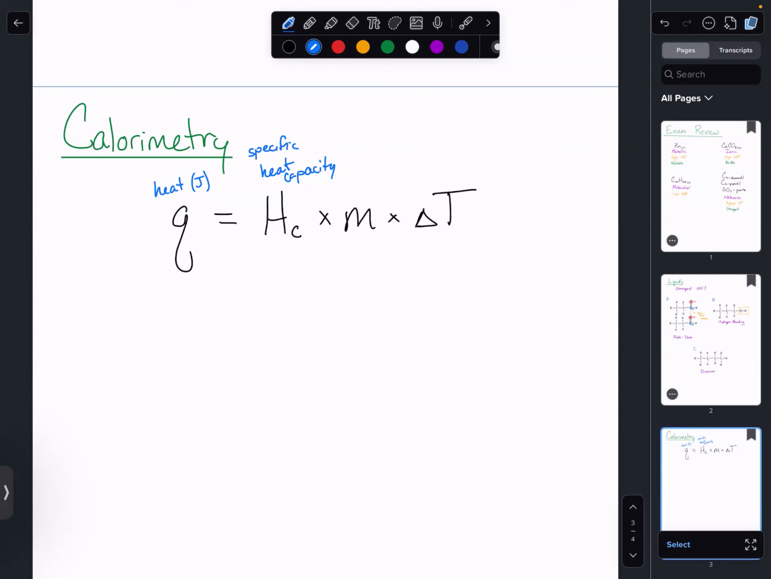What is the M in this equation? Mass. And the delta T? Change in temp. All right, and what are we going to remember for our delta T? What minus what? Final minus initial. So T final minus T initial. And remember, that could be positive or negative depending on whether your substance is losing thermal energy or gaining thermal energy. Cool. All right.